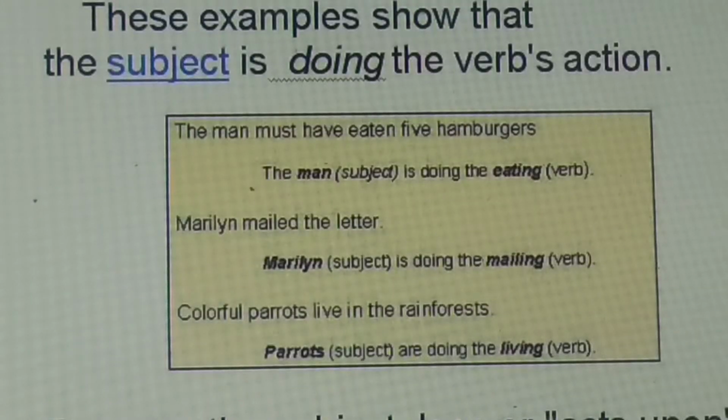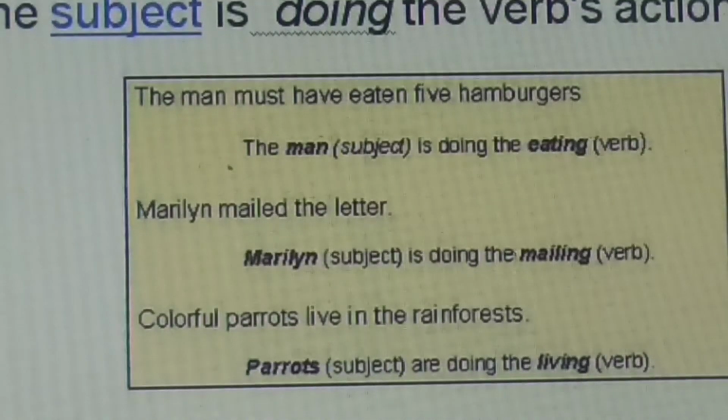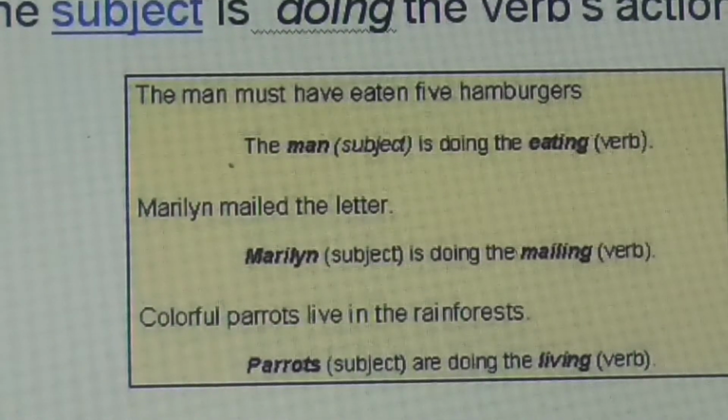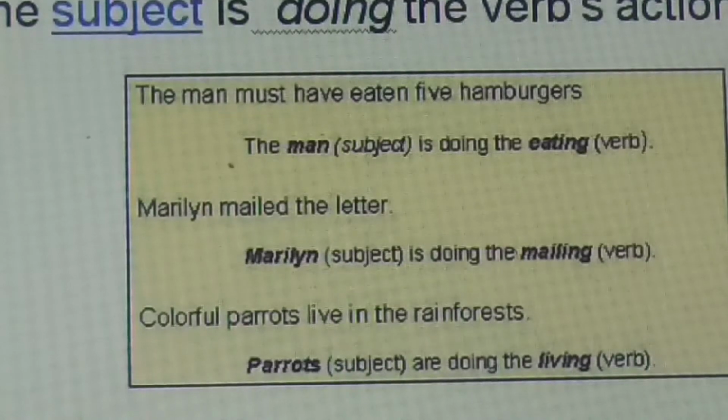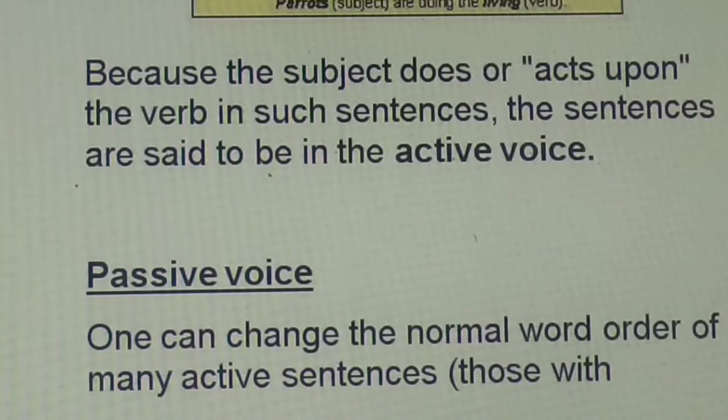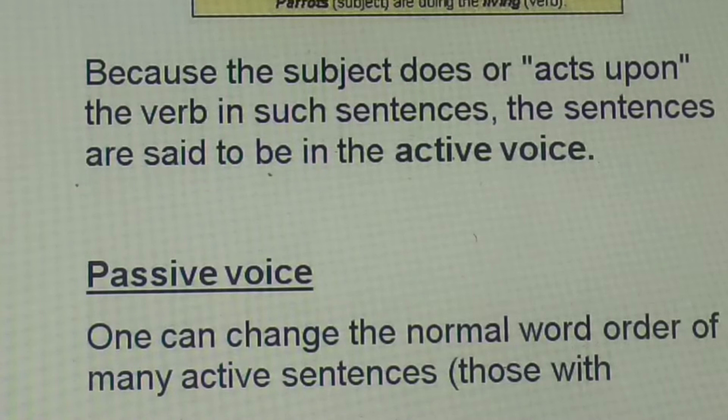Children, the man must have eaten 5 hamburgers. Look at the example. The man must have eaten 5 hamburgers. The main subject is doing the eating verb. Marilyn mailed the letter. Marilyn is the subject. Mailing is the verb. Colorful parrots live in the rain forests. Parrots is the subject and living is the verb. Because the subject does or acts upon the verb in such sentences, the sentences are said to be in the active voice.